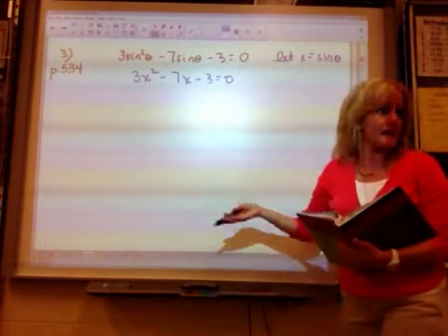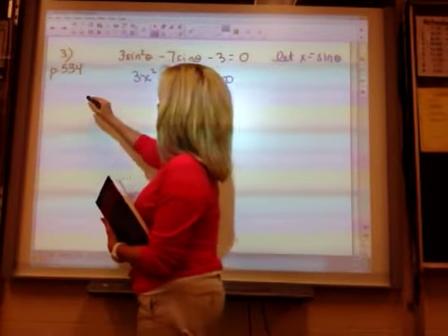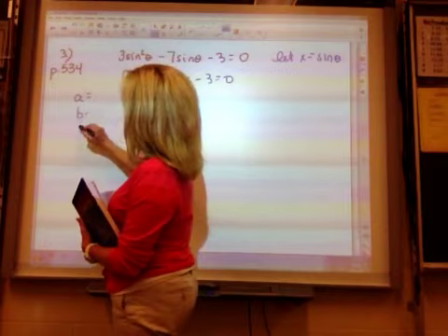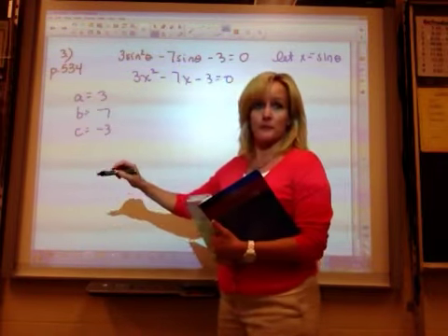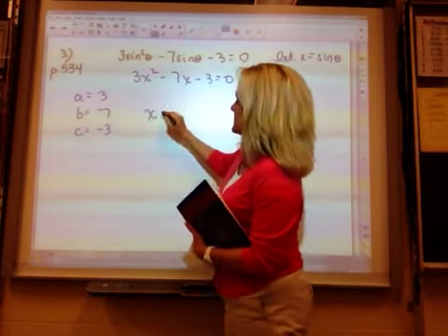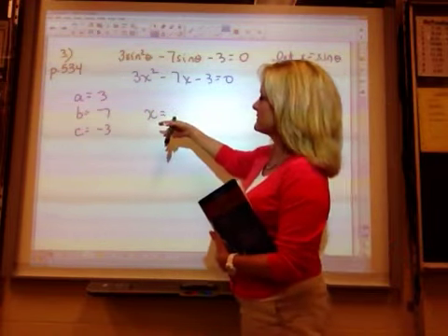And then these don't factor on this page. Sometimes they factor, these don't. So we're going to use the quadratic formula. A is 3, B is negative 7, C is negative 3. I don't think this is the part where anyone had trouble. It's really the end part where we need to analyze what we have.